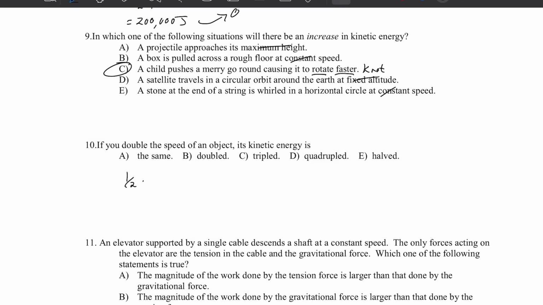Number 10, if you were to double the speed of an object, the kinetic energy is, well, if we put everything in as ones, 1/2 times 1 times 1 squared, and we're doubling the speed, that last 1 becomes a 2, and it's squared, so that's 4. It's quadrupled.